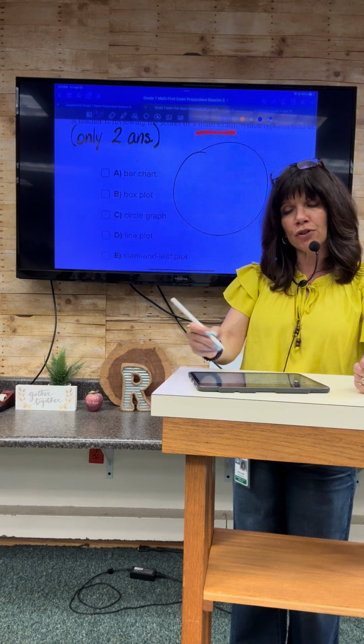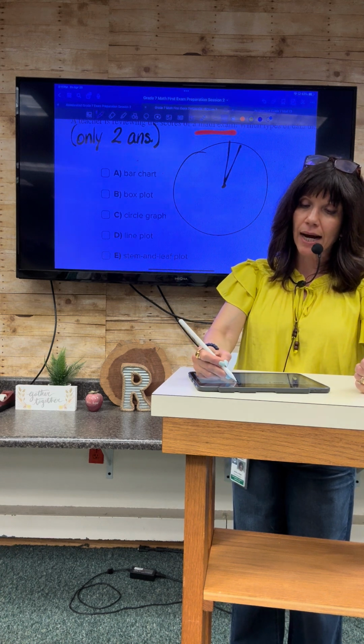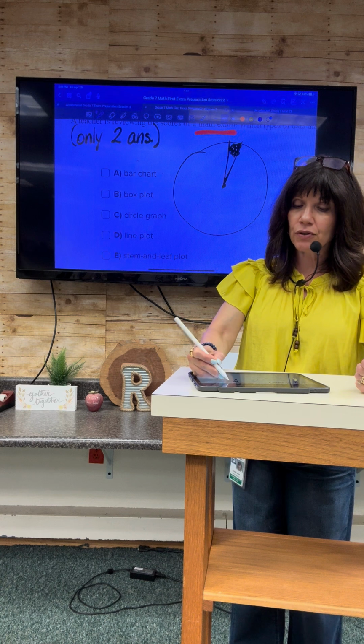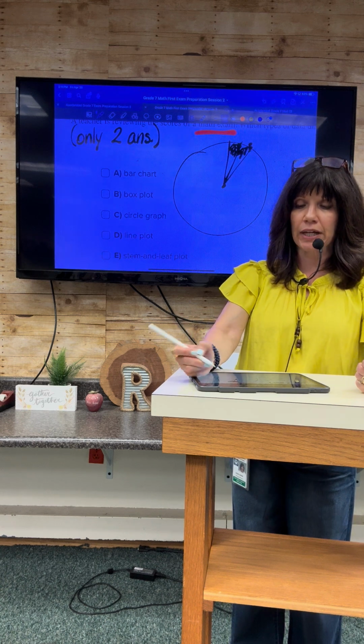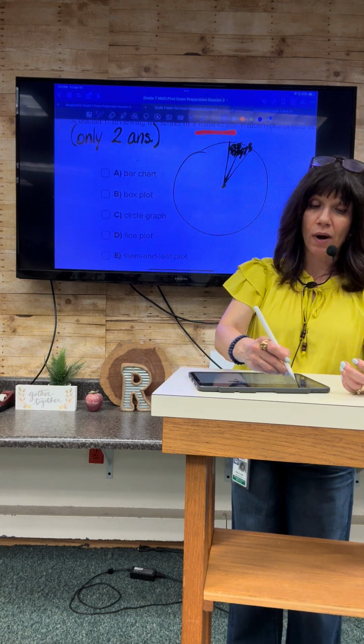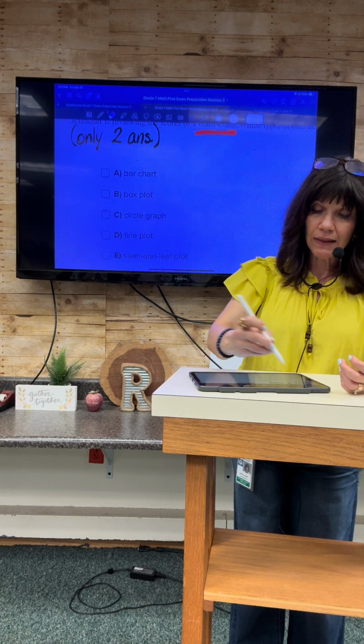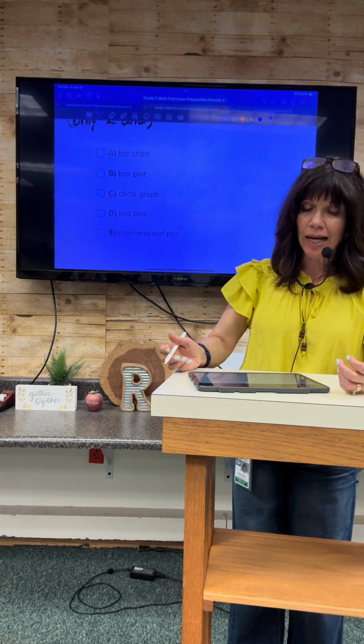How about a circle graph? Would I ever use a circle graph to go, this student got 98%, this student got 97%? Think about what that would look like. Think about whether or not that would make sense. I'll let you decide. Then they ask, would you use a line plot?